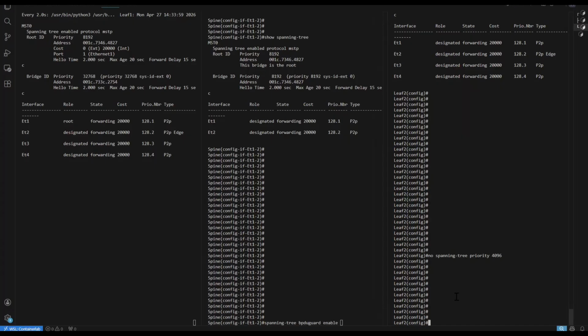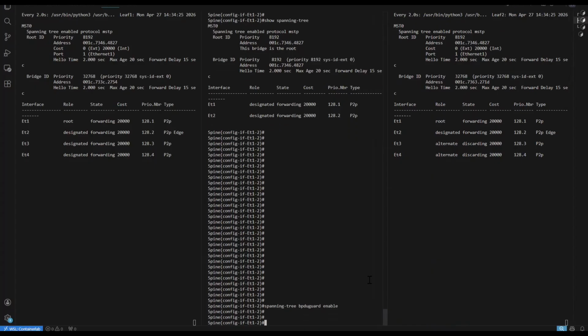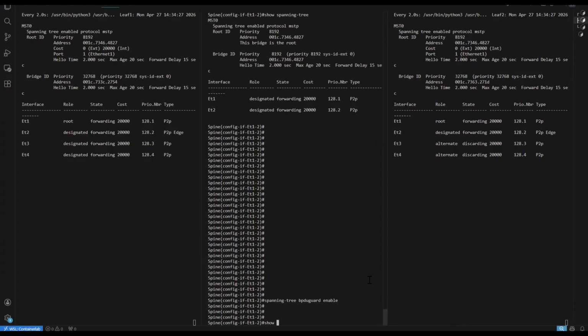So let me watch diff show spanning tree. So look at the leaf 1 and 2. So I'm not going to say what is going to happen. So look at leaf 1 and 2, how spanning tree is converging. So now I'm going to configure BPDU guard here. Okay. So Ethernet 1 and 2, I configured BPDU guard.